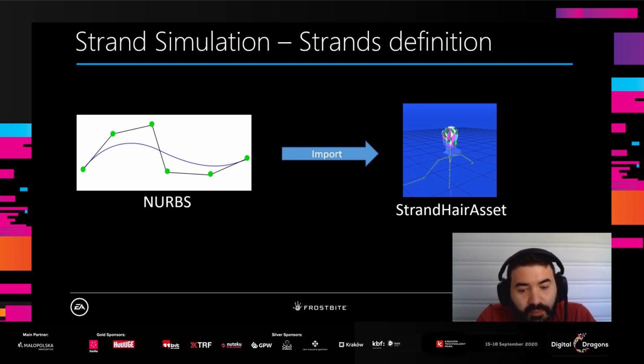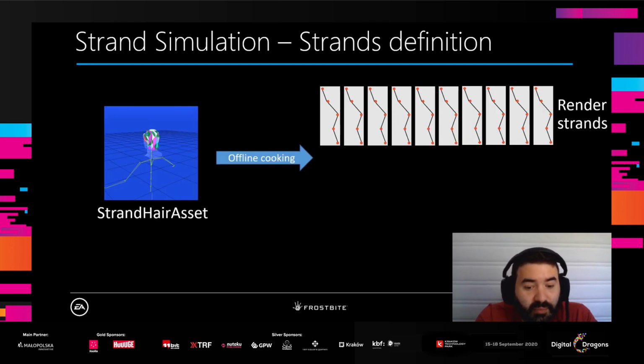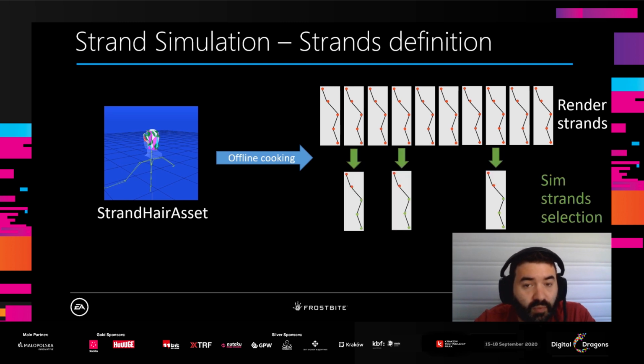As discussed before, the strands are imported in our engine as NURBS. In our offline data pipeline, we will tessellate these NURBS into a number of points, which means that we will basically replace the representation of the curves from NURBS into a number of segments. And these new strands formed of points and segments are the render strands, which we will actually render on screen. Once this is done, we will select a number of render strands to become the simulated strands, which we will animate.